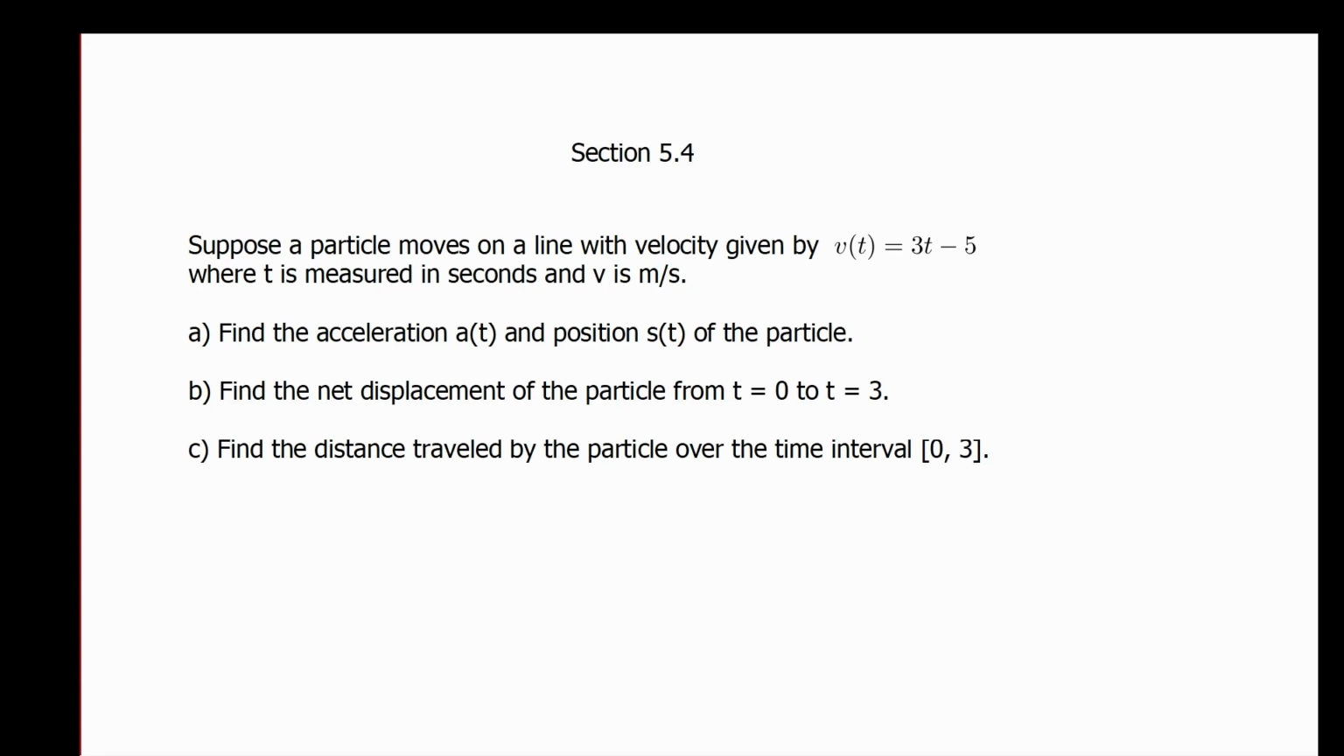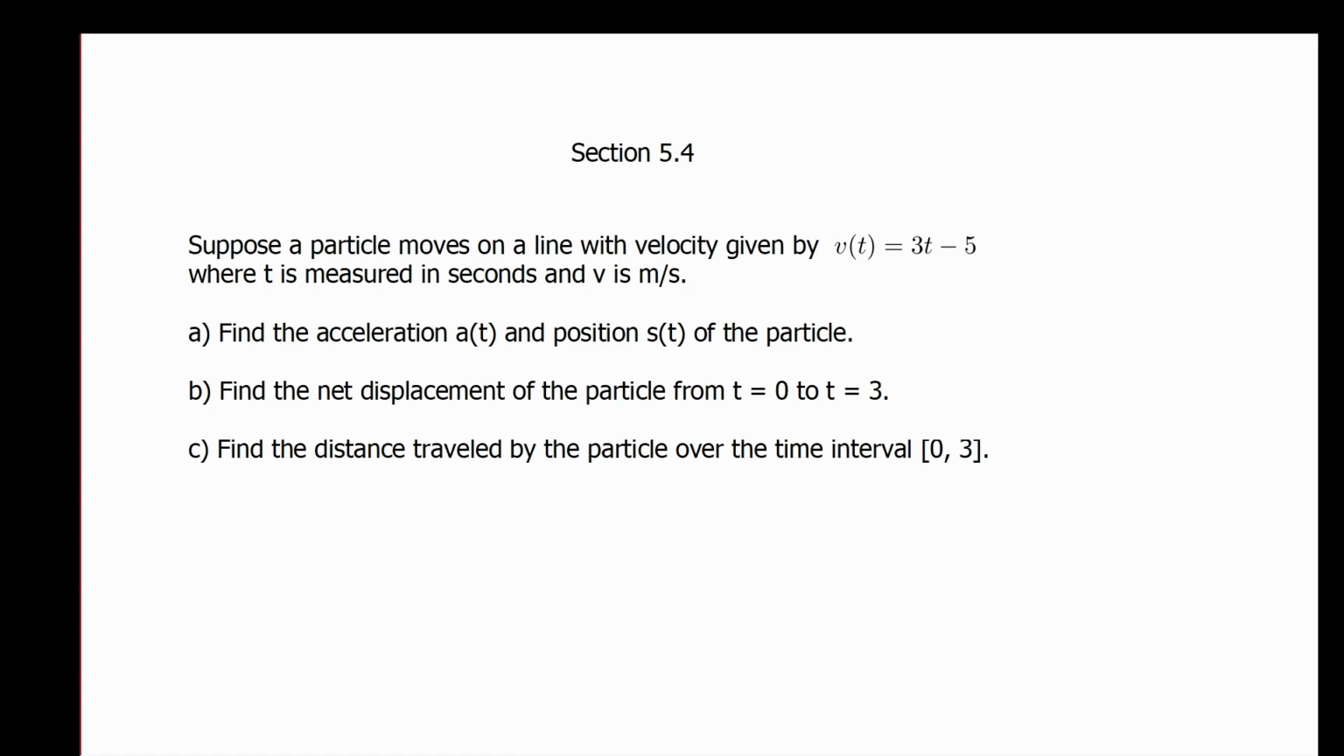In this first example, suppose a particle moves on a line with a velocity given by v of t equals 3t minus 5. t is measured in seconds, and the velocity v is in meters per second. So we're going to have three things that we need to do. First, we're going to find acceleration and position functions of the particle. The second thing that we're going to do is find the net displacement of the particle from time 0 to time 3. And the third thing we're going to do is find the distance traveled by the particle over that time interval 0 to 3.